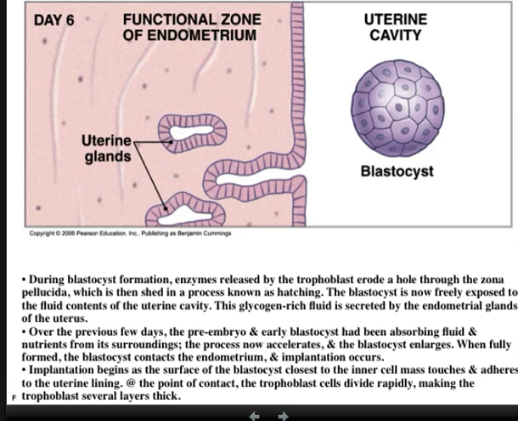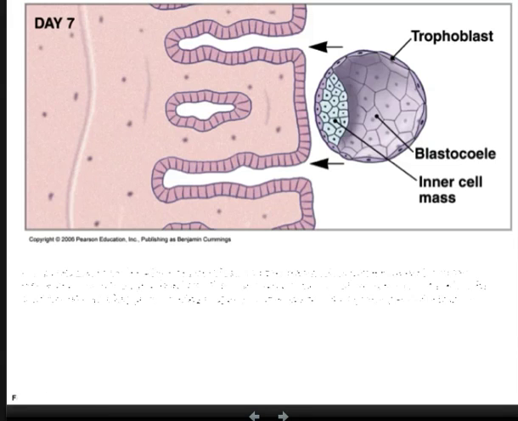Implantation begins as the surface of the blastocyst closest to the inner cell mass touches and adheres to the uterine lining at the point of contact. The trophoblast cells then divide rapidly, making the trophoblast several layers thick. So let's hop over this.